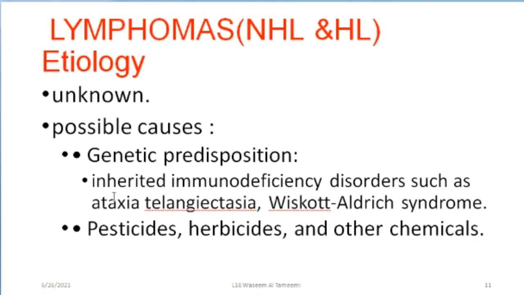هنشوف بعد شوية مو بس inherited immune deficiency ممكن acquired immune deficiency هسه بعد شوية هنشوفها. The acquired immune deficiency is another risk factor for non-Hodgkin lymphoma or Hodgkin lymphoma. مثلا acquired immune deficiency secondary to transplantation. Acquired immune deficiency secondary to HIV infection. But other possible causes, exposure to pesticides, herbicides, and other chemicals, and definitely the petroleum products.